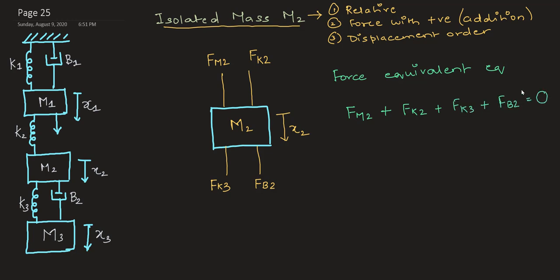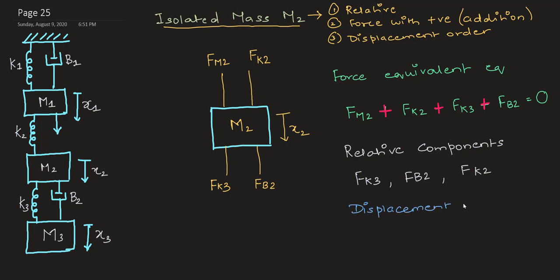So Fm2 plus Fk2 plus Fk3 plus Fb2. So all the forces are summed together, and the net force acting is the sum of all the forces, and that is equal to 0. Good. Probably it comes from some theory of mechanical physics. But I will just say that the sum of all the forces is equal to 0.